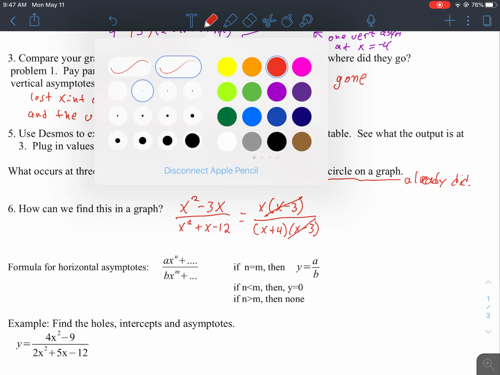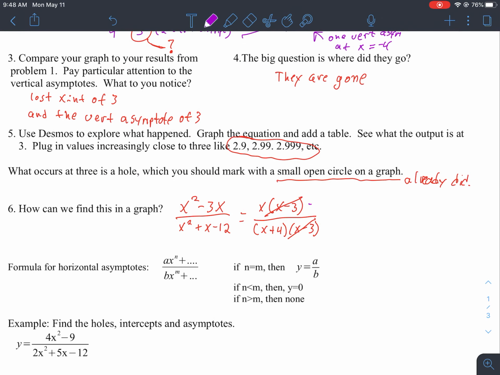So it would appear that if something cancels, there is a hole in the graph. An infinitely small hole, which if you graph on a graphing calculator, you can't see because it's so small. Okay.